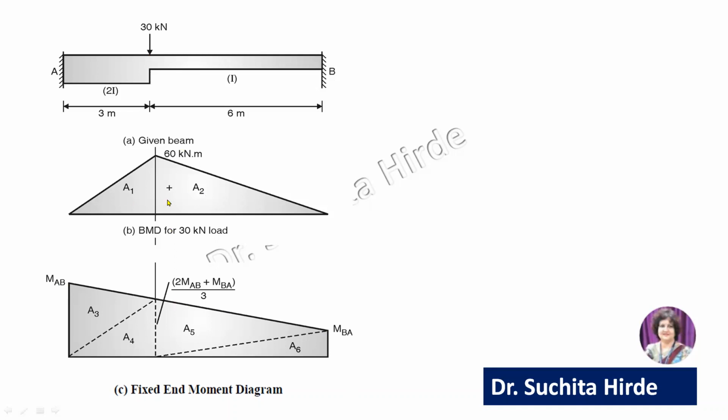Now since there is change in flexural rigidity at C at 3 meter, we will consider these areas separately. So I have divided this positive diagram area as A1 and A2, into two triangles. Similarly, here also we have to consider AC separately and CB separately. Either you can divide into two trapezium or into four triangles. I always find it convenient to divide the diagram into triangles instead of trapezium. So I have divided this area into four triangles, that is A3, A4, A5 and A6.